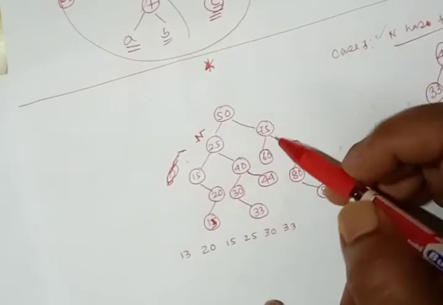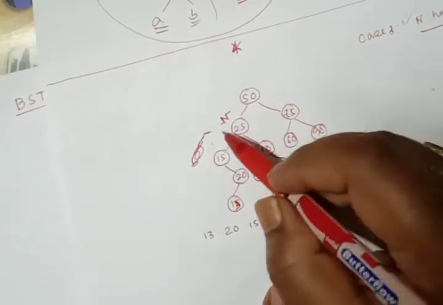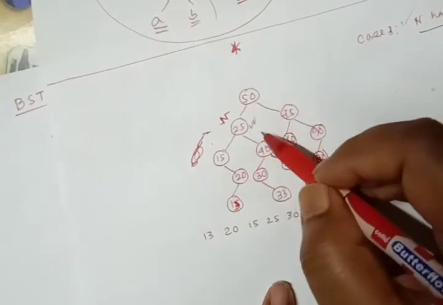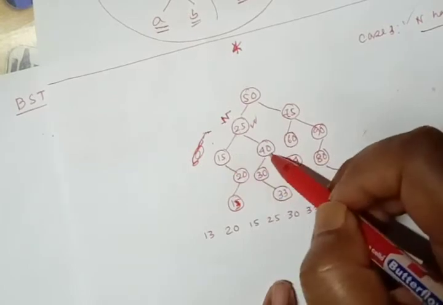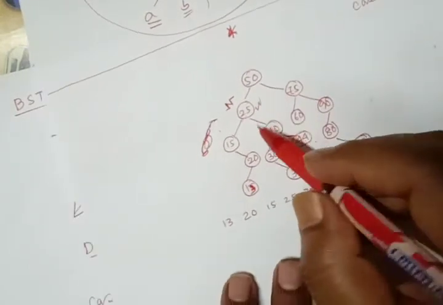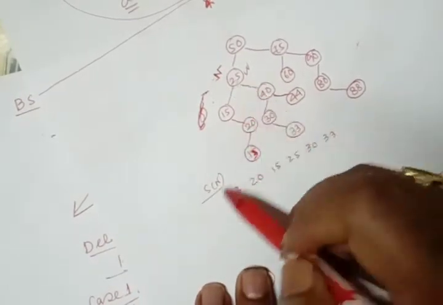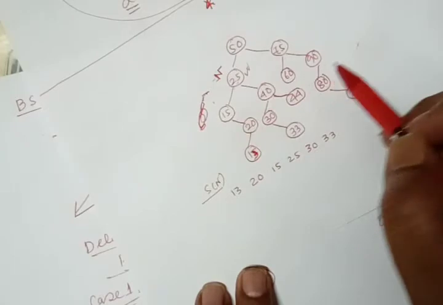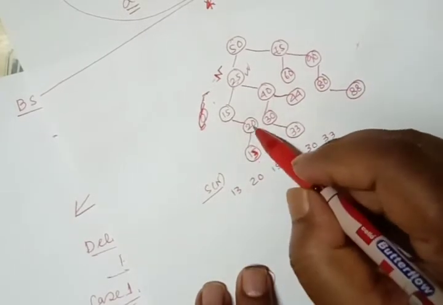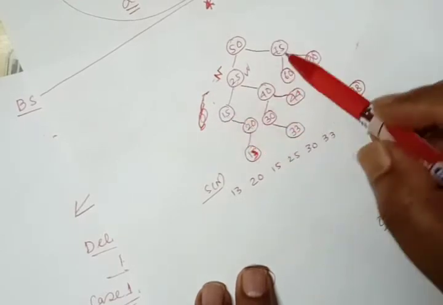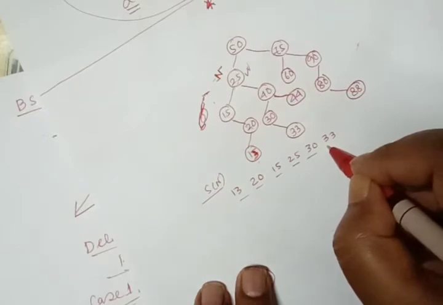Now I am considering one more binary tree. Suppose you want to delete this 25 from this tree, and here you see that 25 has two children, 15 and 40. So we have to identify this S of n, because n is 25. What is the value of S of n? So you will traverse this tree in order manner. Suppose 13, then 20, then 15, like this, 25, 30 and 33.